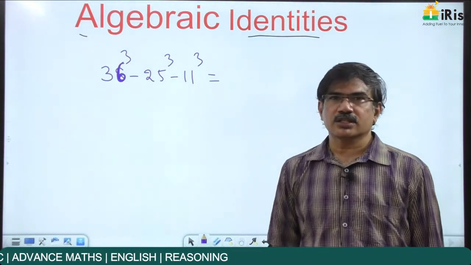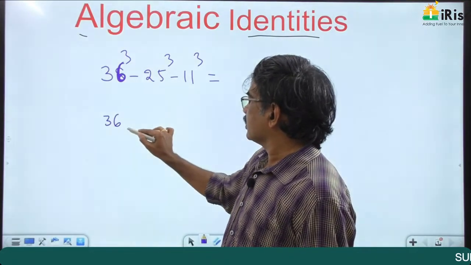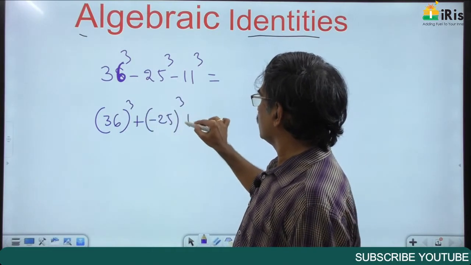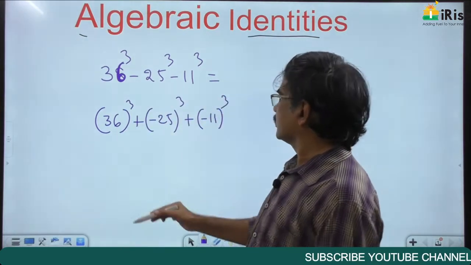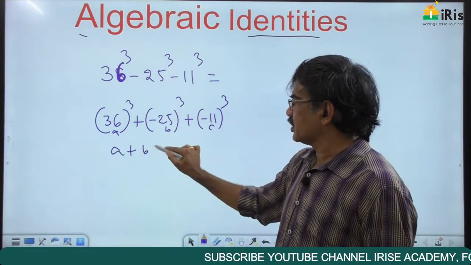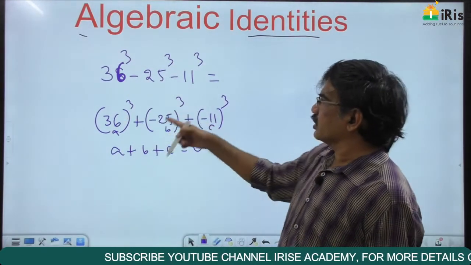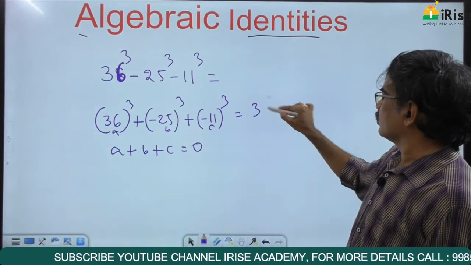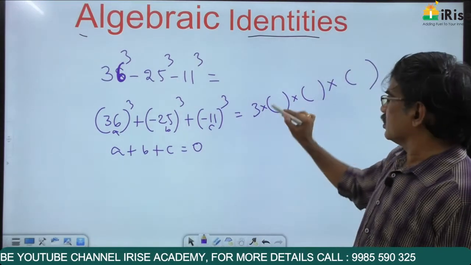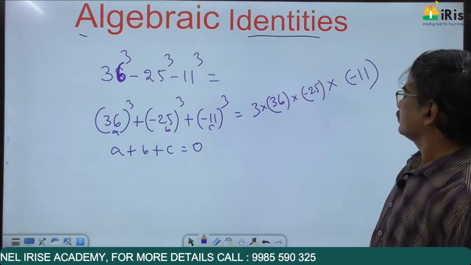Finding cubes and subtraction is difficult. Here see carefully, I want to write 38 cube, the second one as minus 25 cube plus minus 11 cube. Consider this as a, this as b, this as c. If you add a plus b plus c, this is 0. If a plus b plus c is 0, then a cube plus b cube plus c cube is equal to 3abc. This is nothing but 38, this is minus 25, this is minus 11.